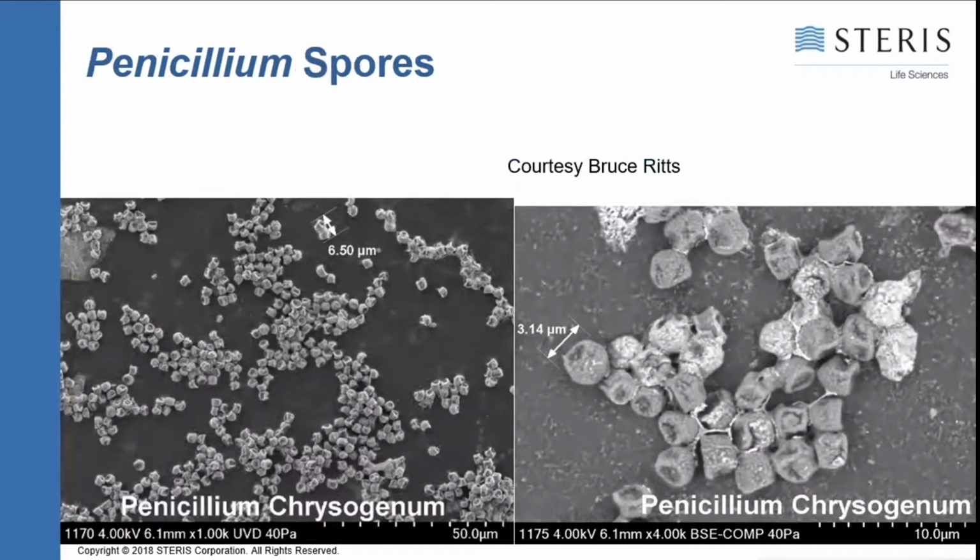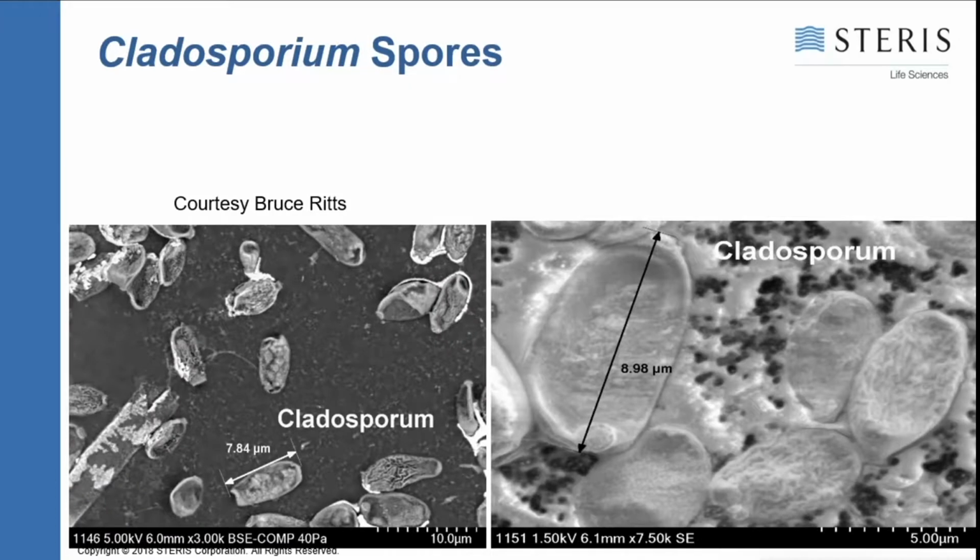Other spores look different. Under a scanning electron microscope, you have penicillium here. Here you have cladosporium, which is a big problem in Southern California and Puerto Rico. This is a mold that is released from burning sugarcane, so you'll see it in Brazil and Hawaii.